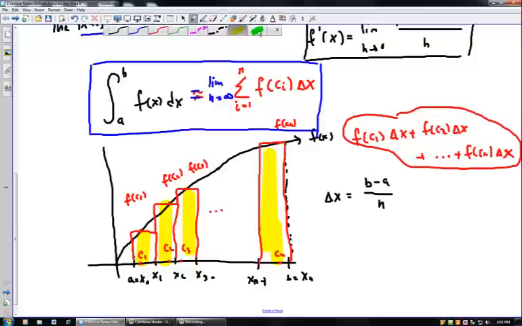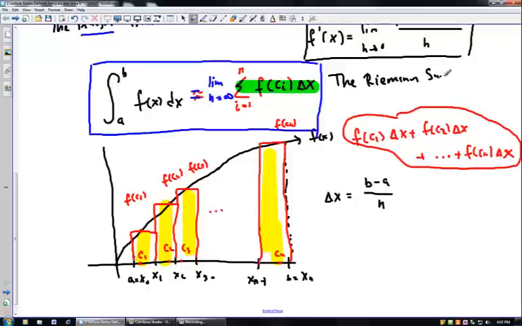Now this sum has a name. This sum right here, typically we refer to as the Riemann sum. It's named after Riemann, a famous German mathematician who first wrote down the definite integral in this way, using this type of sum.